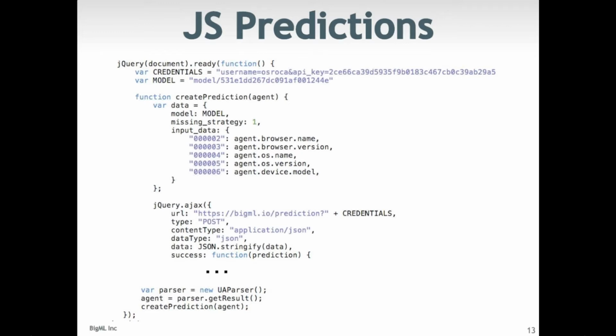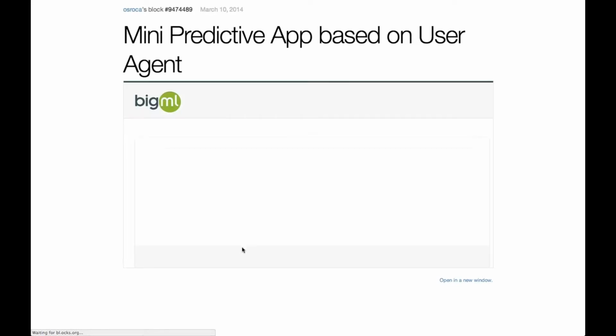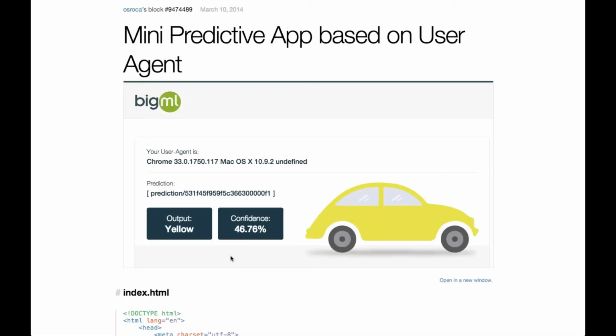We can actually see this in action and examine the code live using a blocks.org site. Let me share the link to that and pull it up here as well. Here we are. If I refresh this page, we can see it's detected that my user agent is Chrome, and it's making a prediction of a yellow car with a confidence of 46%.